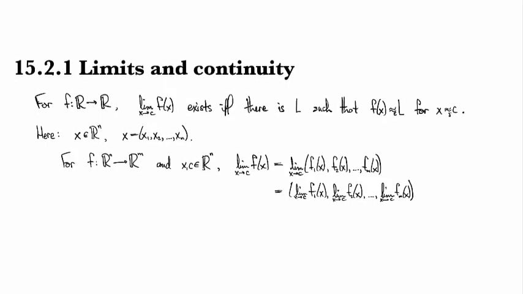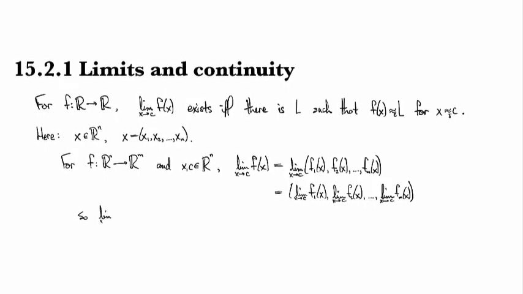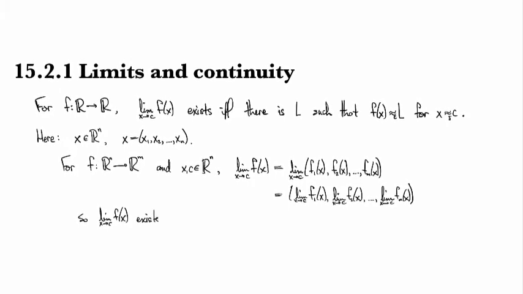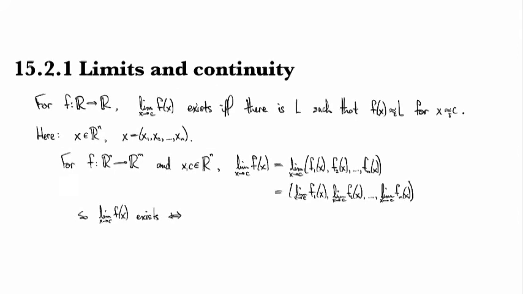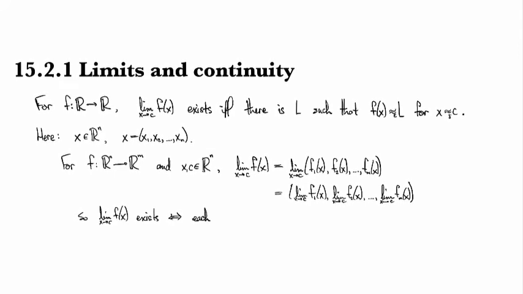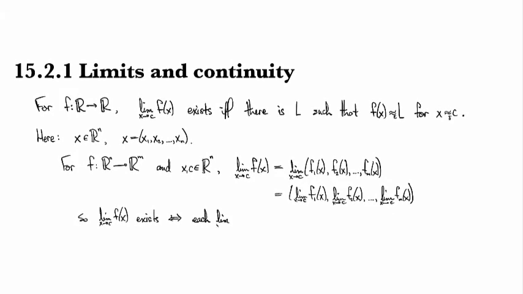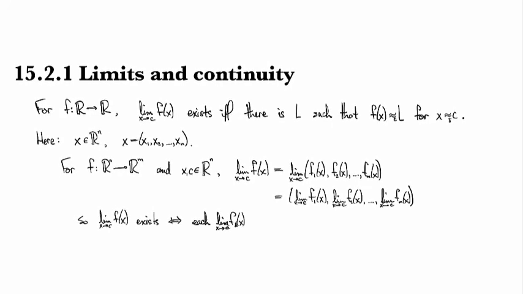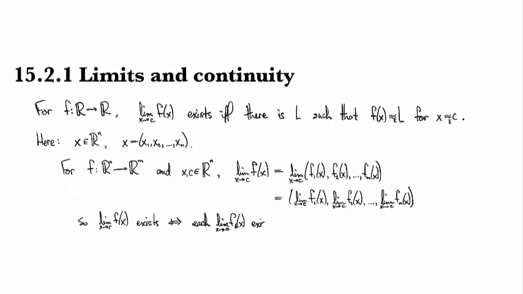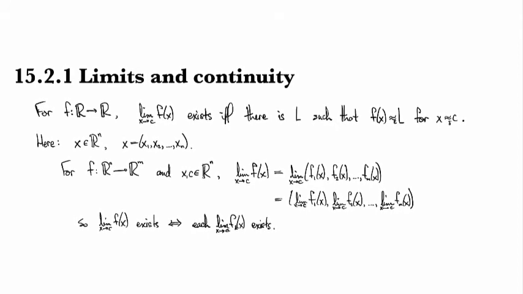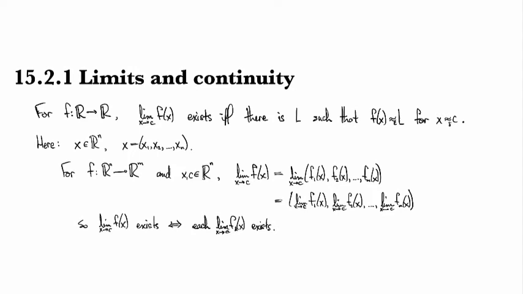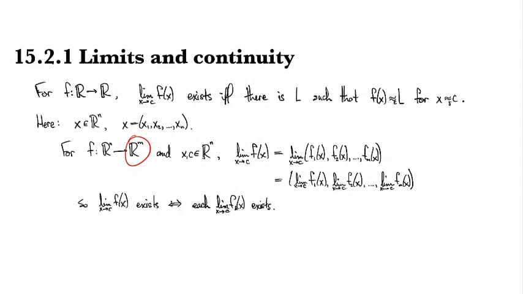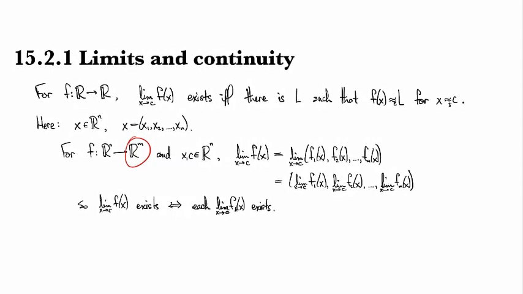So we see that the limit exists if and only if each of these component functions has a limit. Okay, so that allows us to take care of understanding the generalization for what happens now that we're considering a multivariable output, right? And it turns out that the same thing is true for continuity.